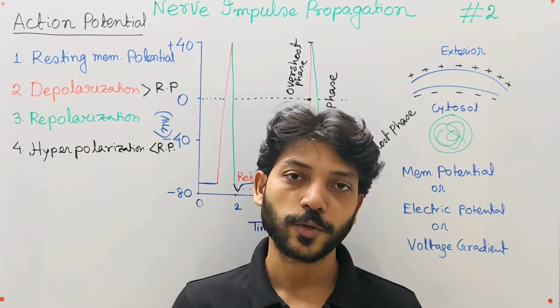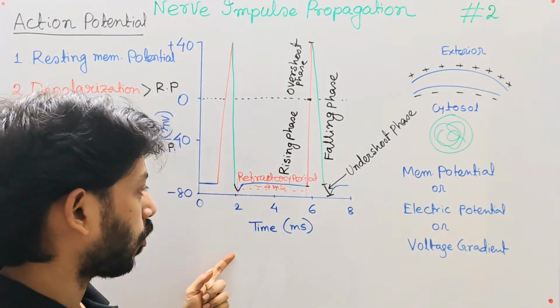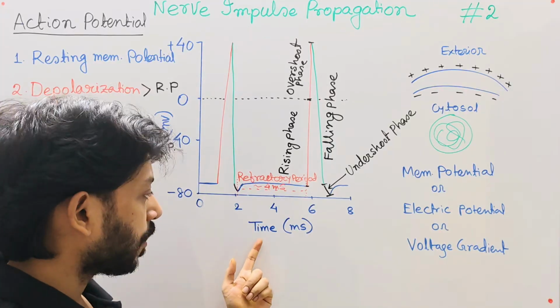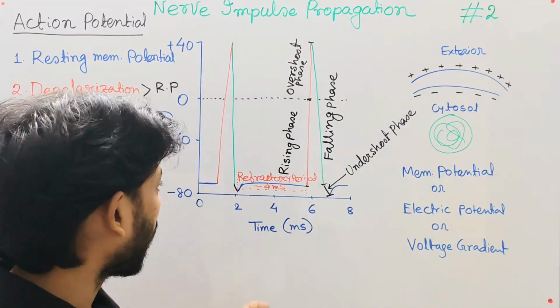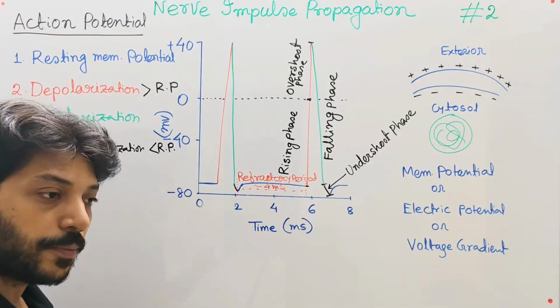Welcome everyone. Today we are going to learn about action potential. This is a graphical representation of action potential. The x-axis demarcates time in millisecond and the y-axis denotes membrane potential in millivolt.